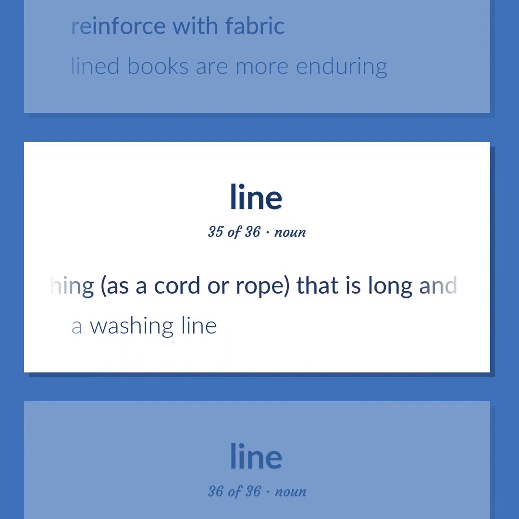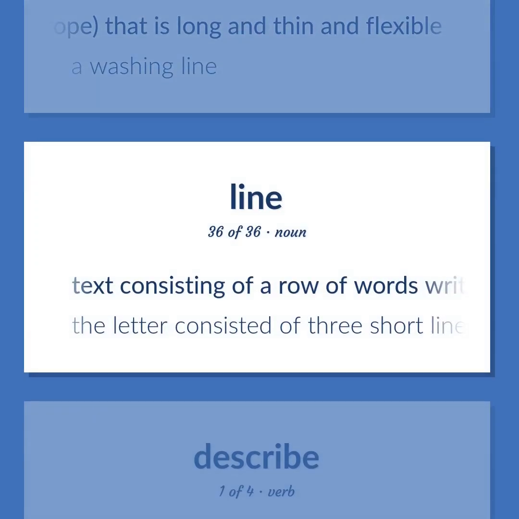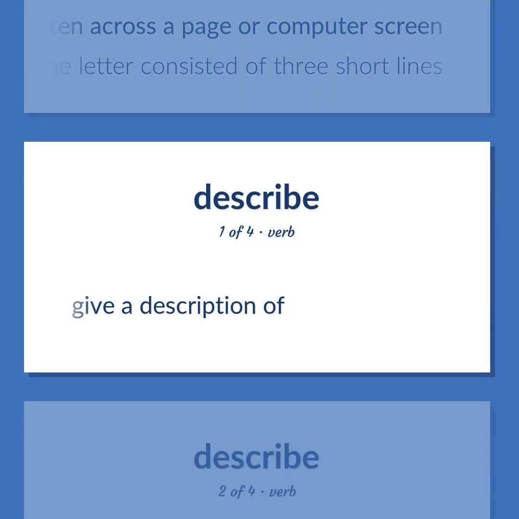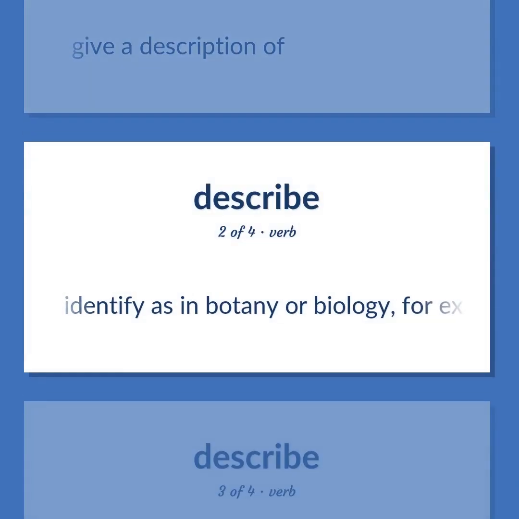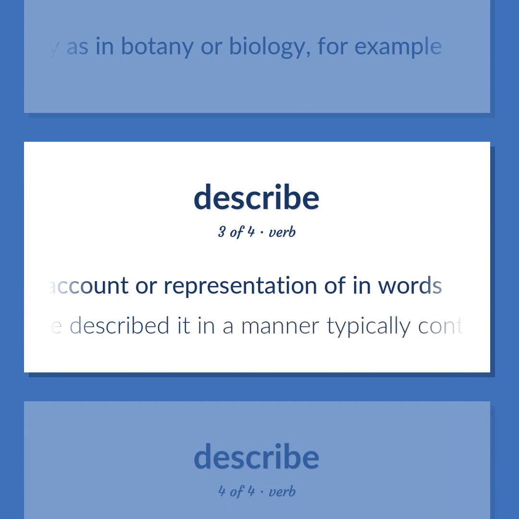Something, as a cord or rope, that is long and thin and flexible. A washing line. Text consisting of a row of words written across a page or computer screen. The letter consisted of 3 short lines. Give a description of. Identify as in botany or biology, for example. To give an account or representation of in words. Discreet Italian police described it in a manner typically continental.